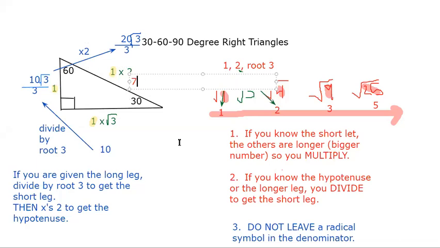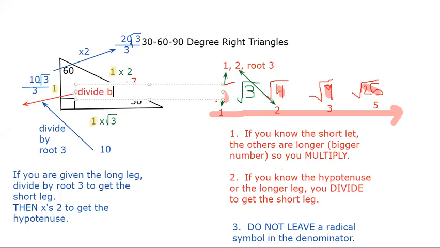Now there is no relationship between the hypotenuse and the long leg. You can't get to the long leg from the hypotenuse. But if you're going from the hypotenuse to the short leg, it's simply divide by 2. All you got to do from getting to the hypotenuse to that short leg is divide by 2.